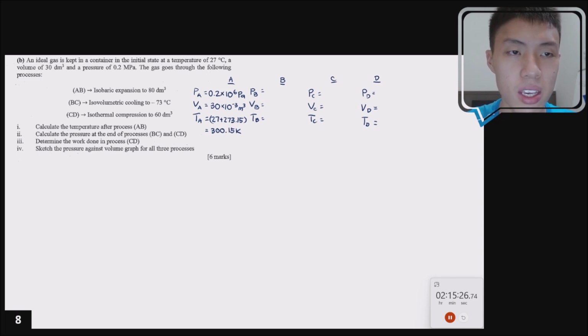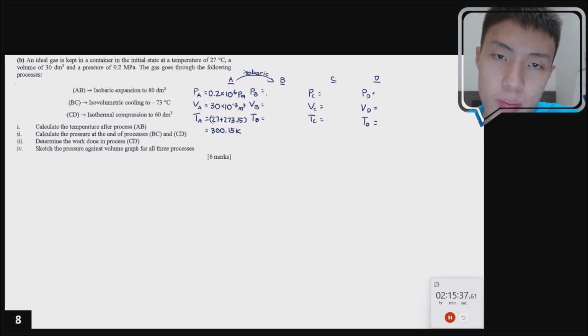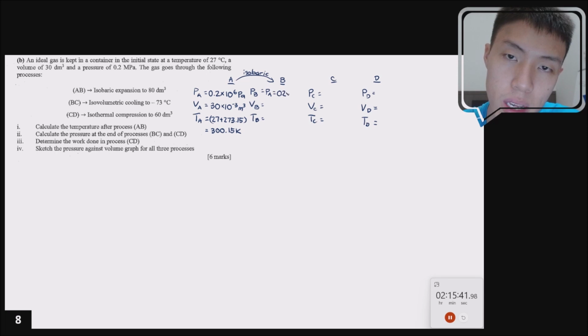Let's move on to state B. From A to B, what happened is isobaric expansion. So because it's isobaric means same pressure. So same pressure, PB will be equals to PA, therefore be equals to 0.2 times 10 to the power of 6 Pascal. Okay, your volume expand to 80 dm cube. So that one will be 80 times 10 to the power negative 3 meter cube. Then your temperature here, they didn't state, so you leave it blank.